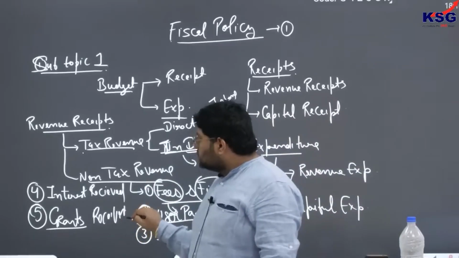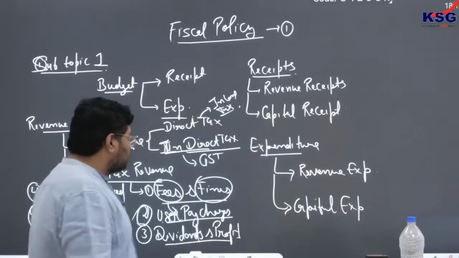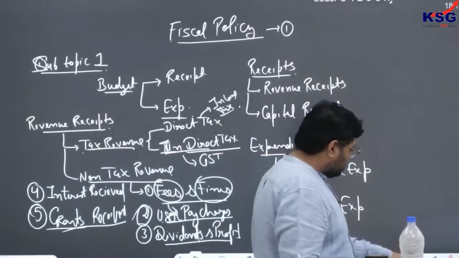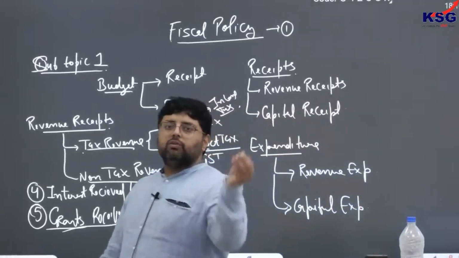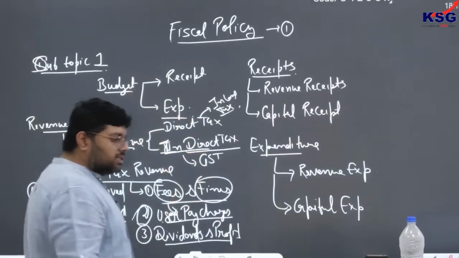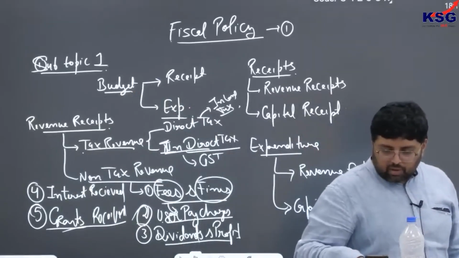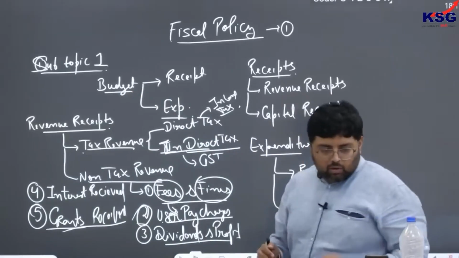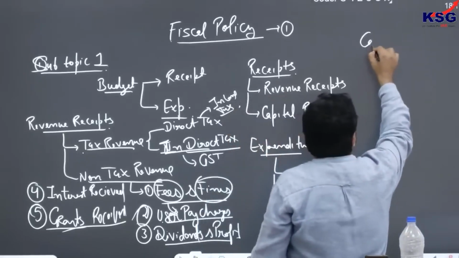For example, the USA gives some grants to India, so it is grants received by the government of India. Clear? So these items are part of revenue receipts. Please write it down, because they will directly ask which of the following is or are part of non-tax revenue. If you know these items, it is easy for you to remember. Clear? Now we'll come to capital receipts.